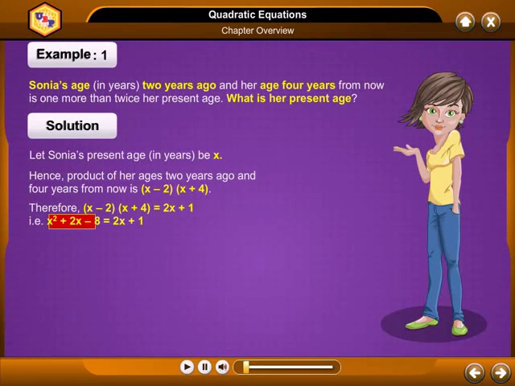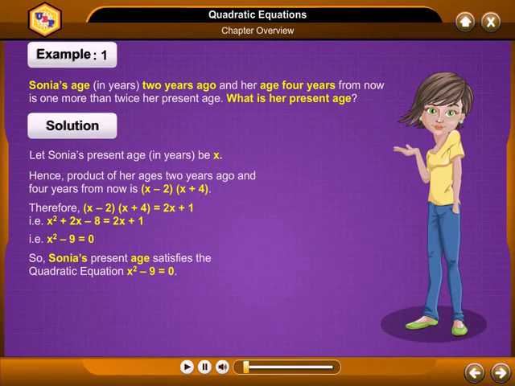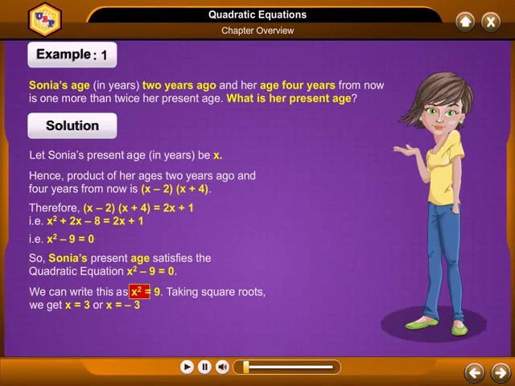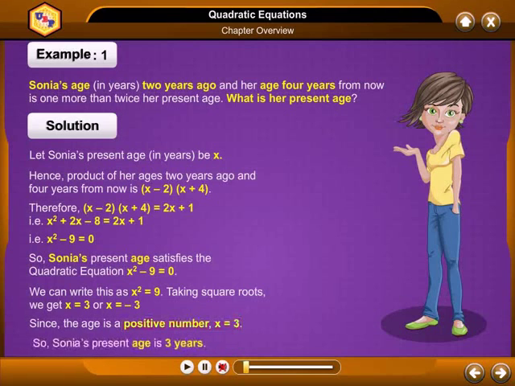That is, x square plus 2x minus 8 is equal to 2x plus 1. That is, x square minus 9 is equal to 0. So, Sonia's present age satisfies the quadratic equation x square minus 9 is equal to 0. We can write this as x square equal to 9. Taking square roots, we get x is equal to 3 or x is equal to minus 3. Since the age is a positive number, x is equal to 3. So, Sonia's present age is 3 years.